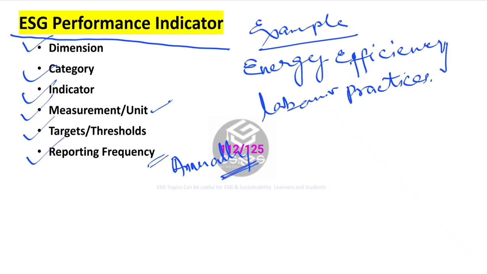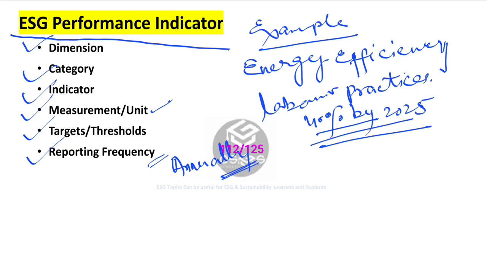Okay, the next example we can take from the governance, like corporate governance, board diversity. So percentage of the board members, that can be the measuring unit, percentage of the diverse board members. Then target can be increased gender diversity to 40% by so and so year, let's say by 2025. And then what can be the reporting frequency? The reporting frequency again can be annually.